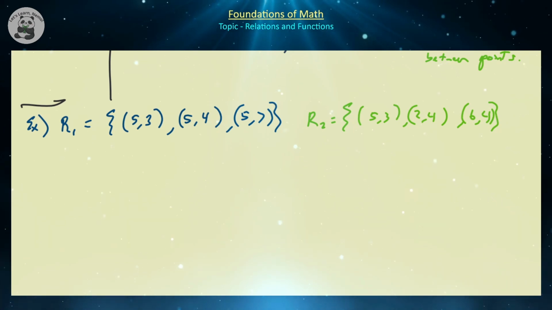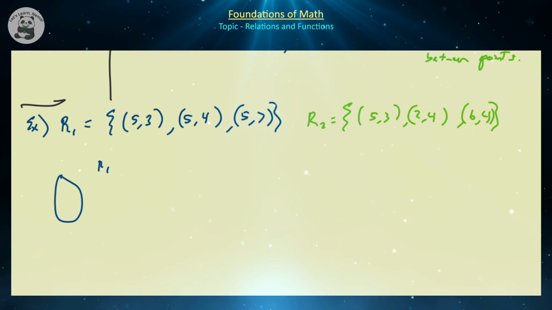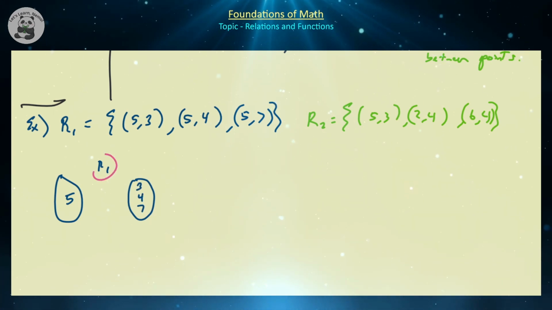For example, for R1, what is the domain? So for the domain for R1, the domain is obviously just going to be the element 5, and the range is going to be the elements 3, 4, and 7. So if we define R1 via this, then we have, for example, that different type of diagram.